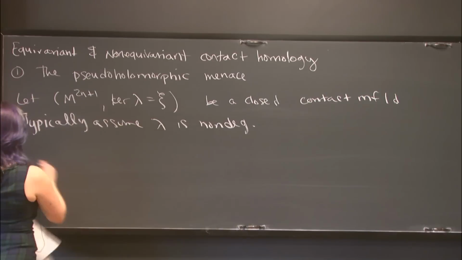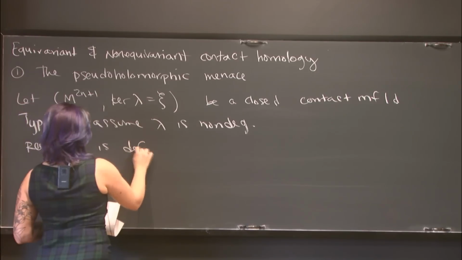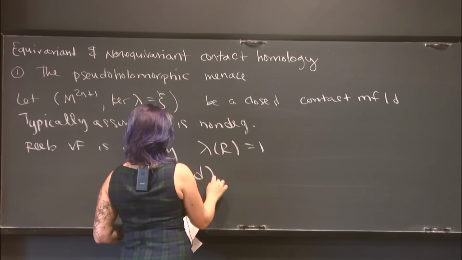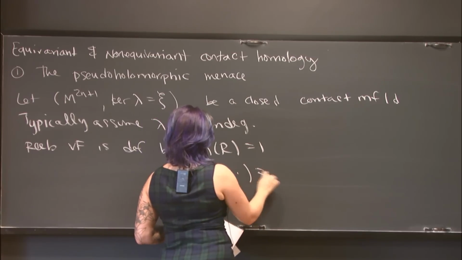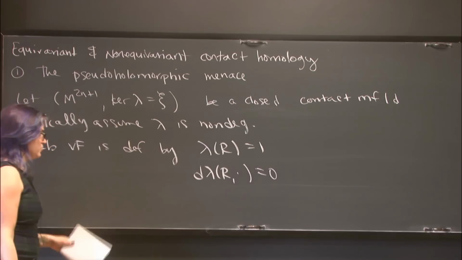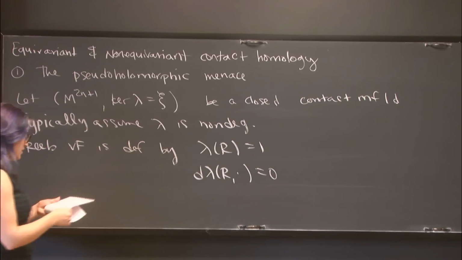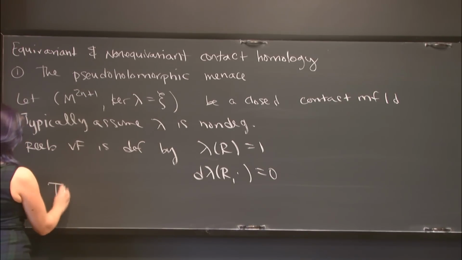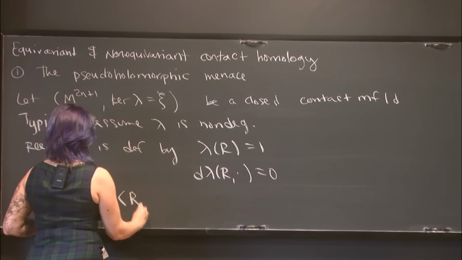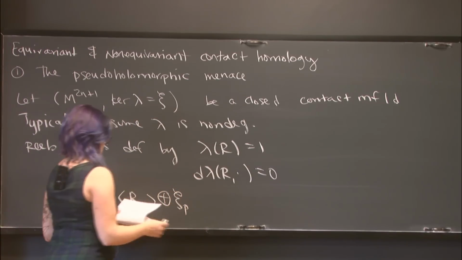And then the Reeb vector field R satisfies lambda of R is 1, d lambda of R is 0. So this is your normalization condition, and this condition tells you that the flow of the Reeb vector field is transverse to the contact hyperplanes. And this gives us a splitting of the tangent bundle of M into the Reeb component at any point and the contact distribution at any point.